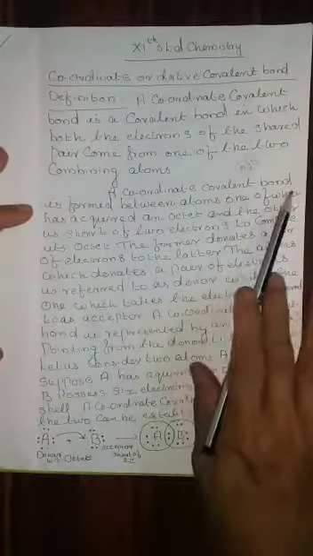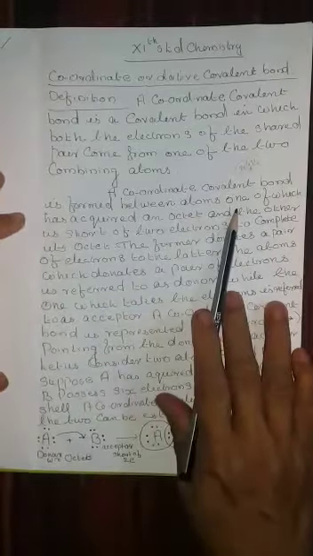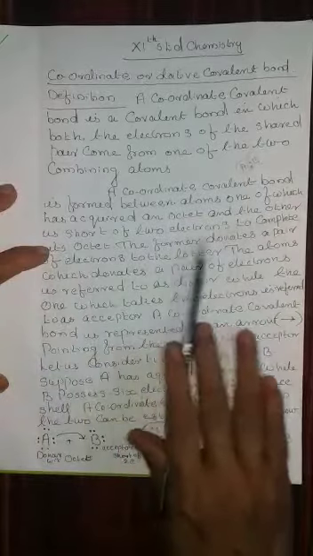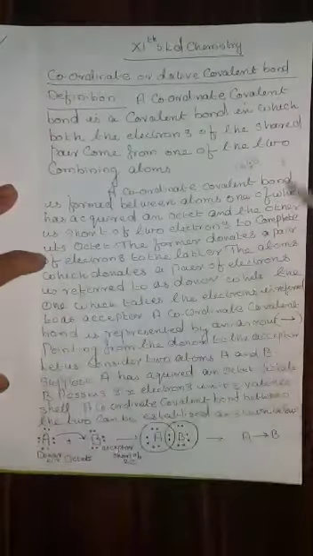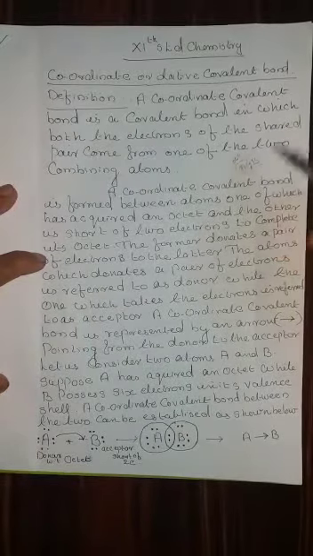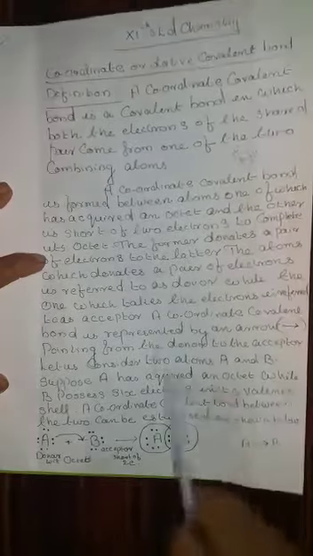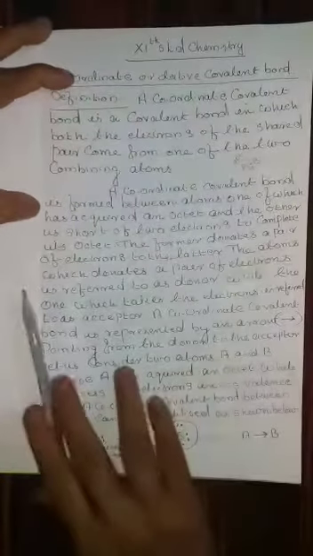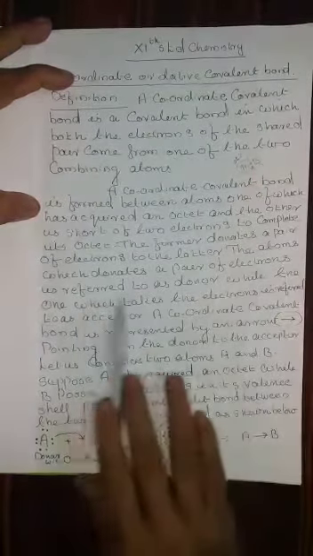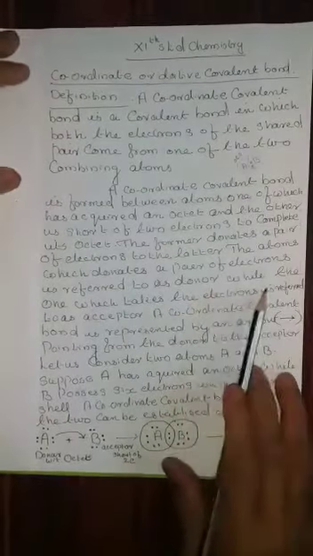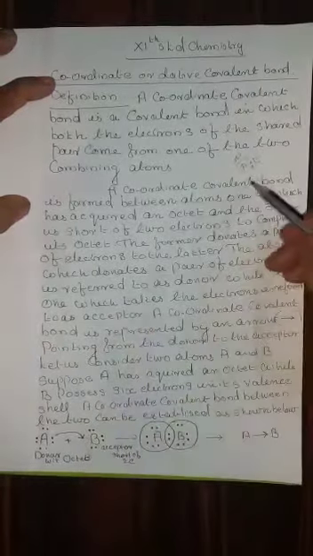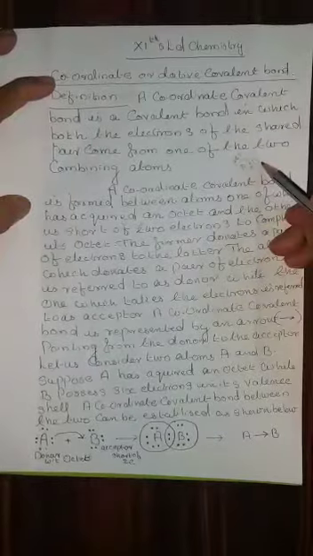A coordinate covalent bond is formed between two atoms, one of which has acquired an octet and the other is short of two electrons to complete its octet. In this case, A is already possessing an octet, whereas B needs two more electrons. The former donates a pair of electrons to the latter. That means A donates two electrons to B, and it is referred to as donor, while the one which takes the electron is referred to as acceptor. Therefore, A is called the donor and B is called the acceptor.